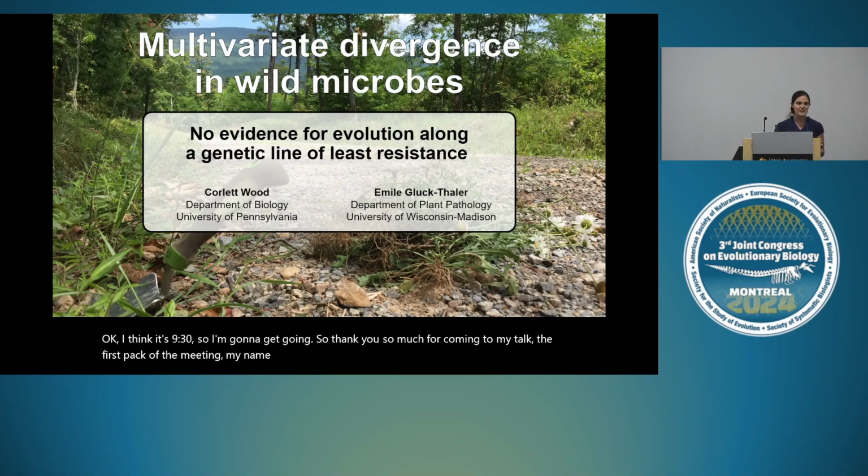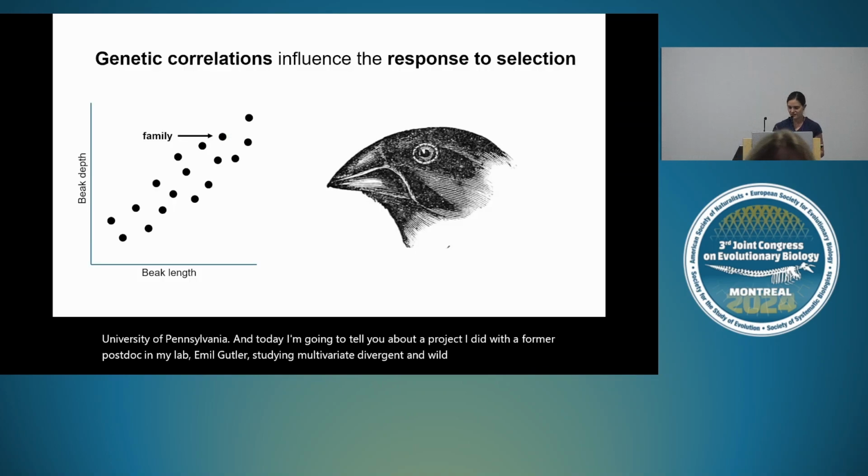My name is Corlett Wood. I'm an assistant professor at the University of Pennsylvania. And today I'm going to tell you about a project I did with a former postdoc in my lab, Emil Gluck-Thaler, studying multivariate divergence in wild microbes.